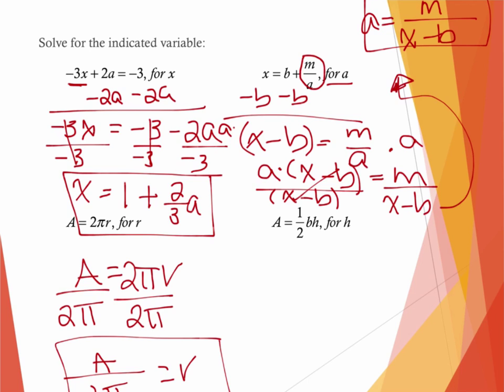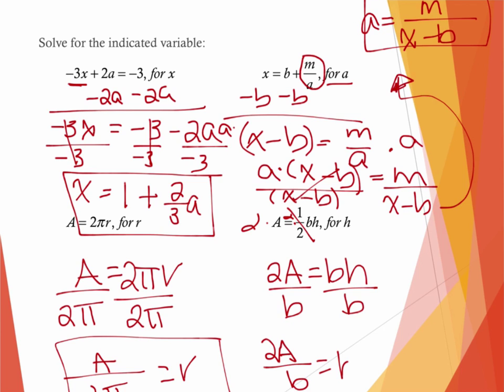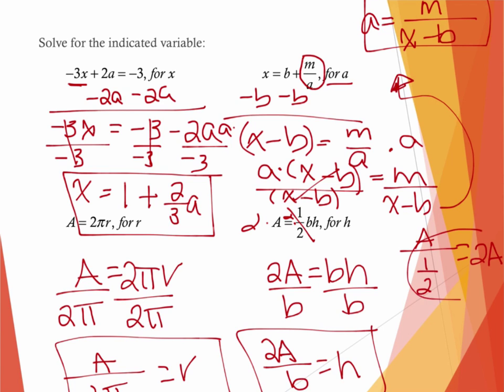And our last example, A is equal to 1/2 bh. We want to solve for h. This problem you may want to take in a couple steps. Instead of dividing by 1/2, because we have 1/2 bh, we can make it a little easier by multiplying by 2 instead. 2A is equal to b times h, and then divide both sides by b. So 2A over b is equal to h. You could have divided by the 1/2 and had A over 1/2, but then we have a complex fraction, so you would then have to simplify it to 2A. So it's easier to just multiply by the 2 and not have to do this extra step.